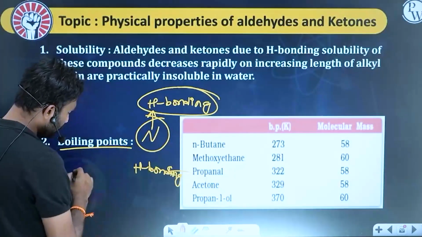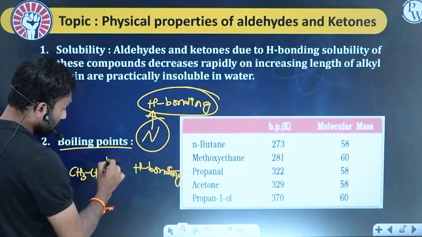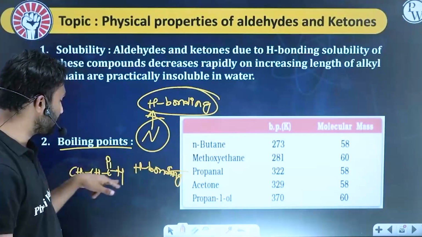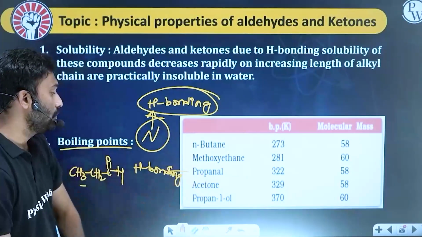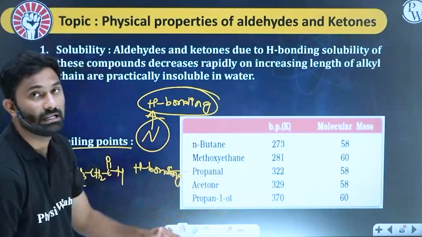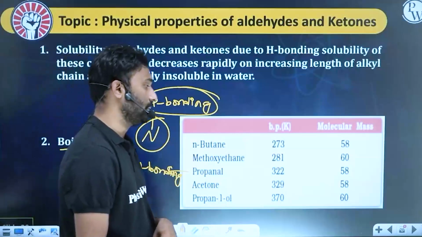Here, due to the presence of hydrogen bonding, this acetone and propanol, everything is due to the presence of hydrogen bonding. Now if hydrogen bonding increases, the boiling point also increases. Okay.